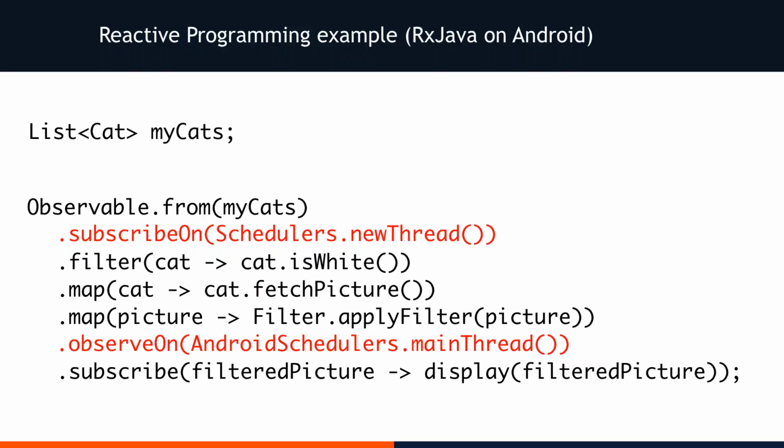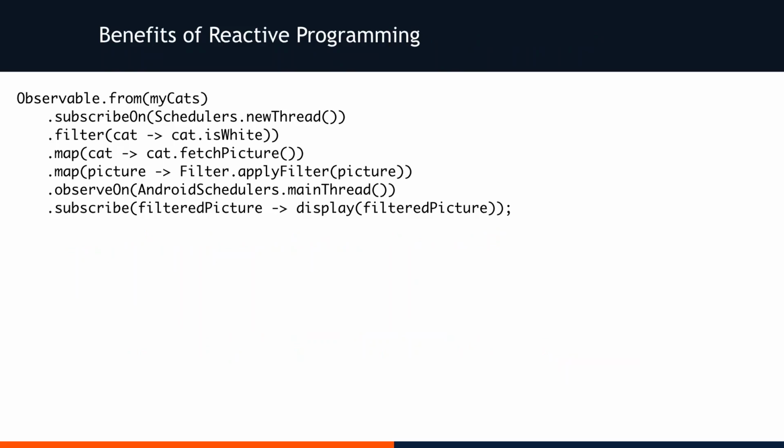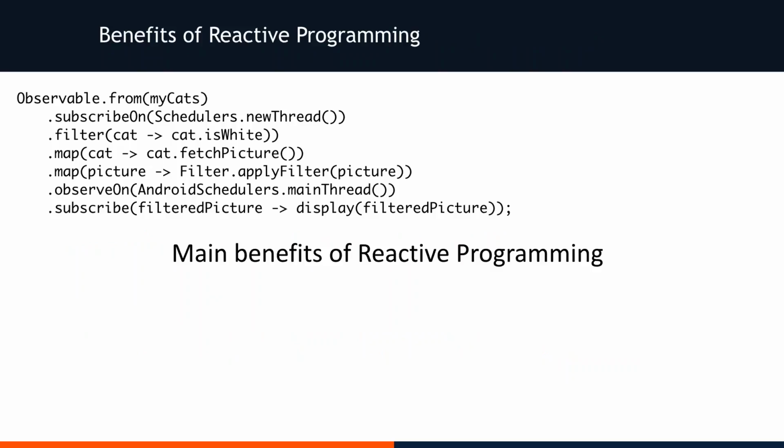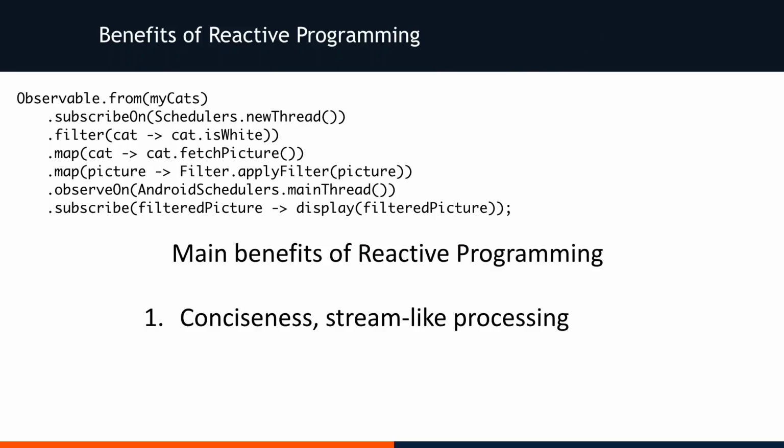So if we look at this little processing that we have written here, we can easily see what the main benefits of using this kind of reactive programming are. In particular, conciseness, and it offers us stream-like processing. So we can do a lot in just a few lines of code.